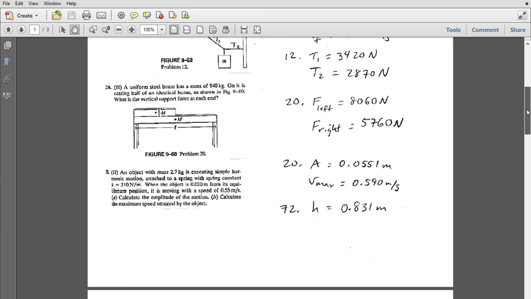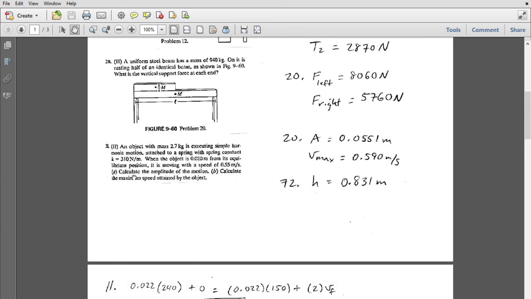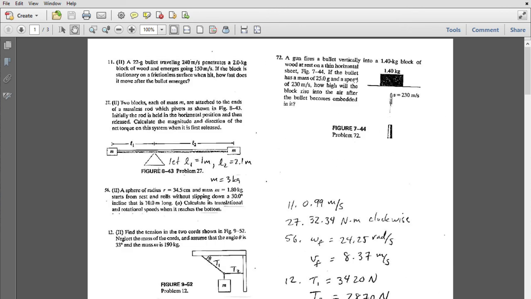Problem 20. Oh, I'm sorry. Next problem here. An object, I can't read what number it is, but an object with mass 2.7 kilograms is executing simple harmonic motion. That means it's bouncing on a spring. Oh, I see. This is a problem from a chapter that we're not even going to cover this term. So let's forget about that second to last problem there, and we'll go on to problem 72.